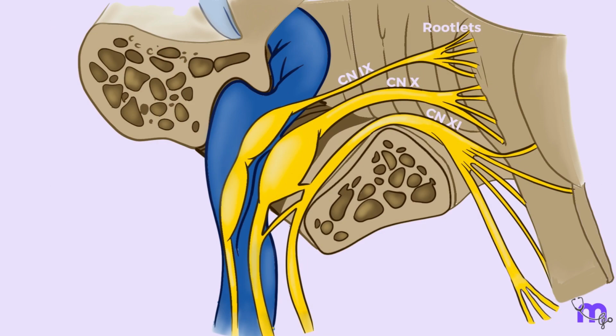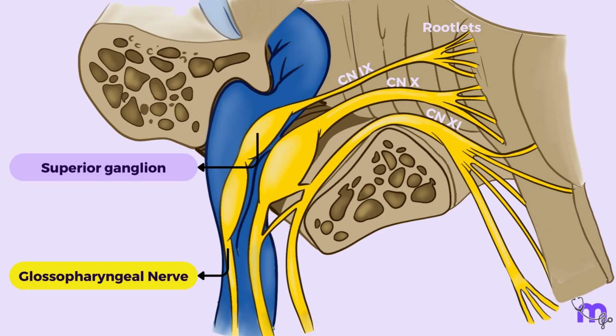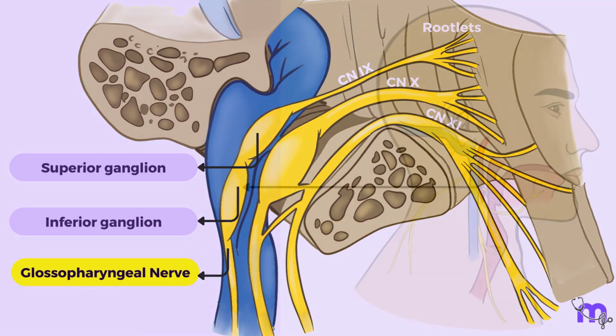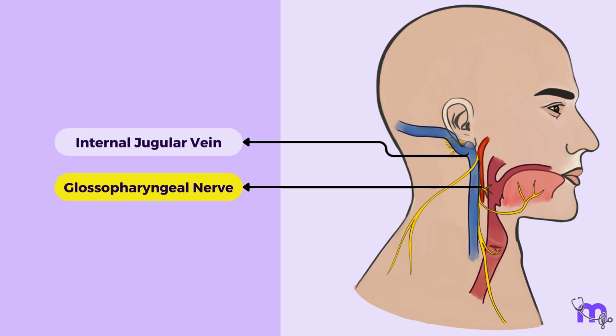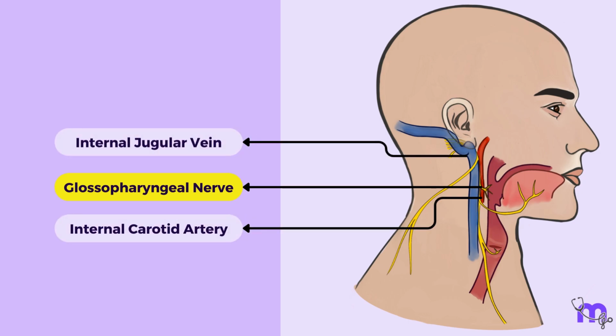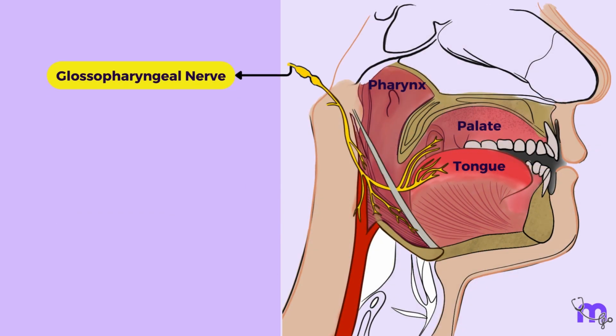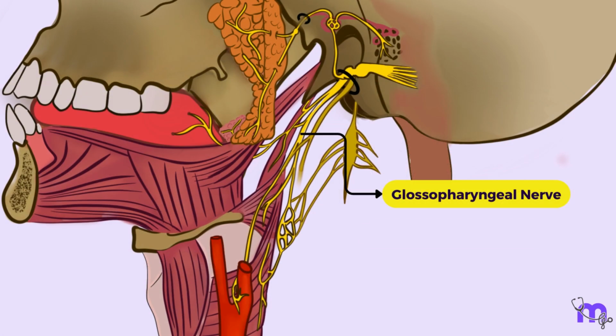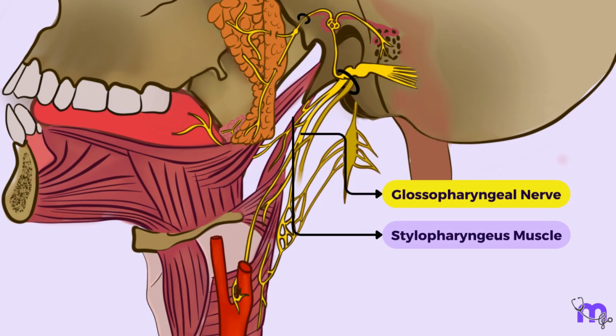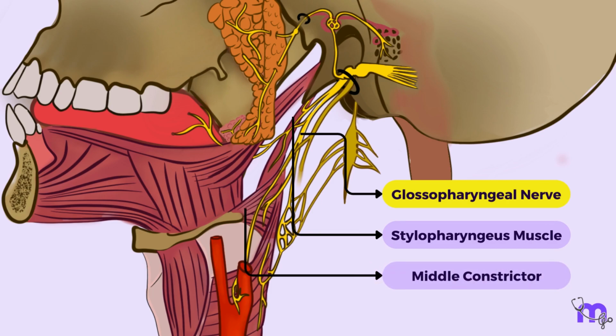Right outside the foramen, we see 2 sensory ganglia of the glossopharyngeal nerve, known as the superior and inferior ganglia. The nerve runs down the neck between the internal jugular vein and the internal carotid artery. Further down, it lies between the internal and external carotid arteries. The nerve then winds around the stylopharyngeus muscle and passes through the gap between the superior and middle constrictors of the pharynx.